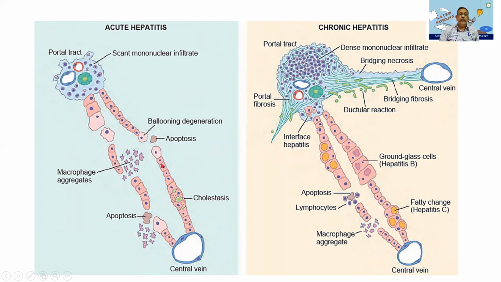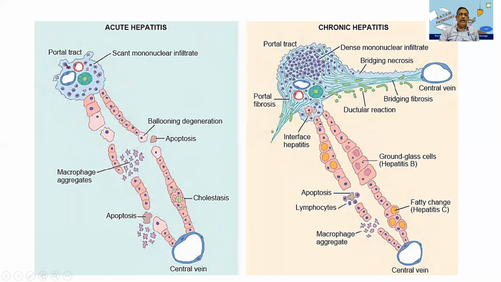Look at the changes over here. You find that there is a ballooning of the hepatocytes. They get swollen. And there can be individual cell death, which is called apoptosis. And look at this particular place. There is a lake of bile, cholestasis. So these are classical features. And whenever there is an individual cell death, there are later on macrophage aggregates which try to remove them. Apoptosis is classical. So remember these things.